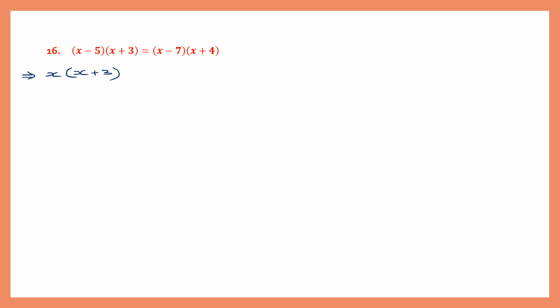So I have taken only this. Now I'm taking minus 5. So minus 5 again into the whole of the second term, that is x plus 3. Now on the right side also, first I'm going to take only x, x into x plus 4, then take minus 7 into x plus 4.